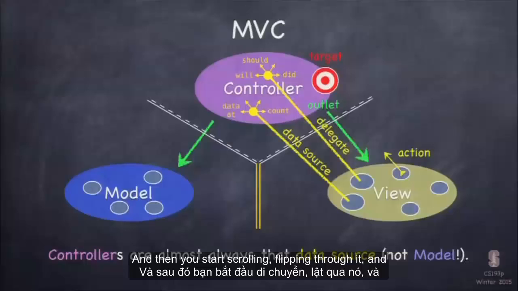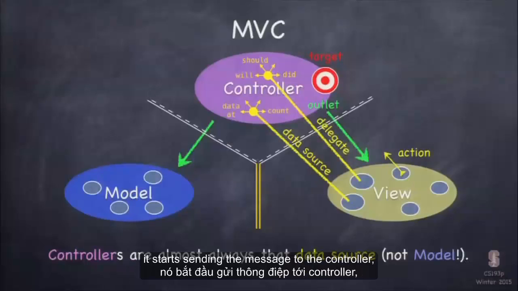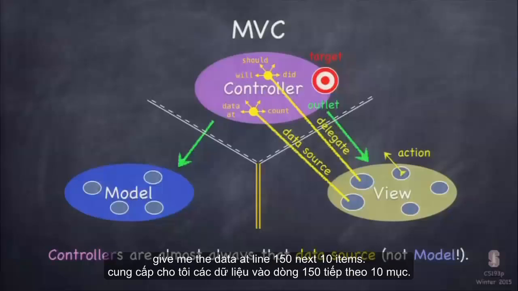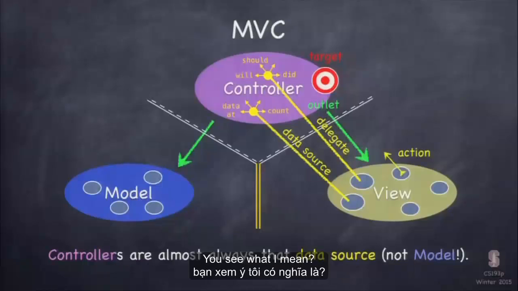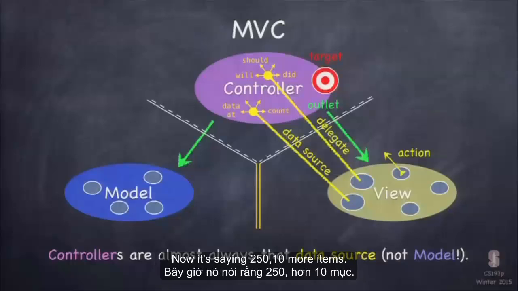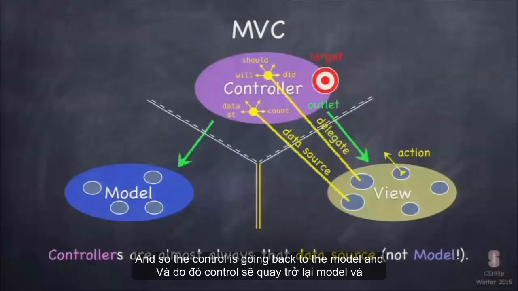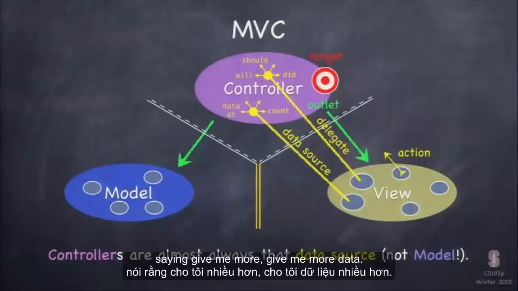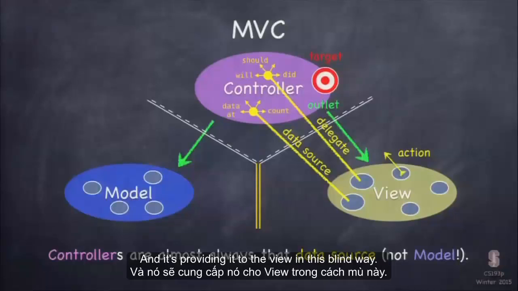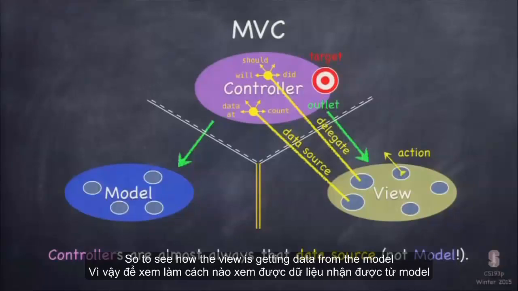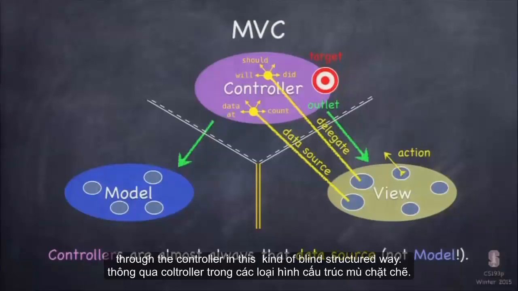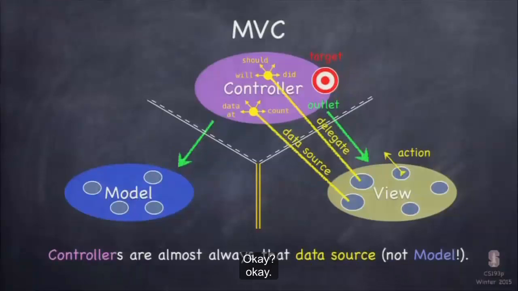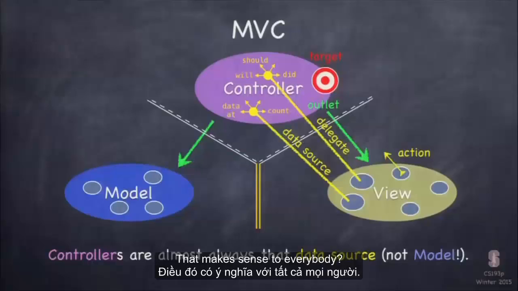And then you start scrolling, flipping through it, and it starts sending the message to the controller: give me the data at line 150, next 10 items. You see what I mean? And then you flick down some more. Now it's saying 250, 10 more items. And so the controller is going back to the model and saying, give me more data, and it's providing it to the view in this blind way. So you see how the view is getting data from the model through the controller in this kind of blind, structured way. Okay? That makes sense to everybody?